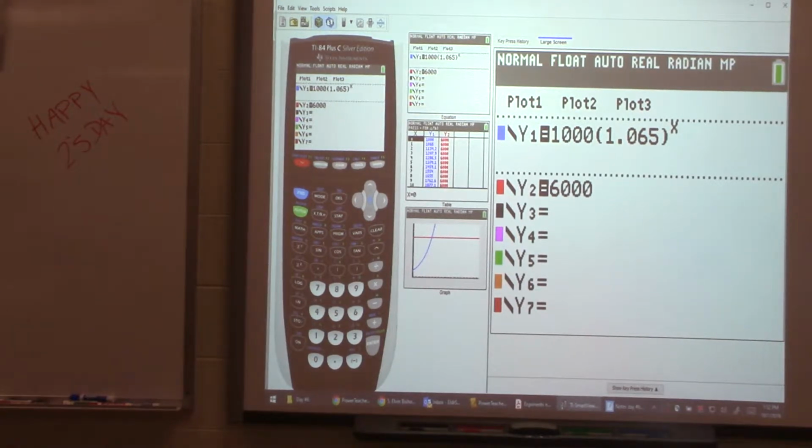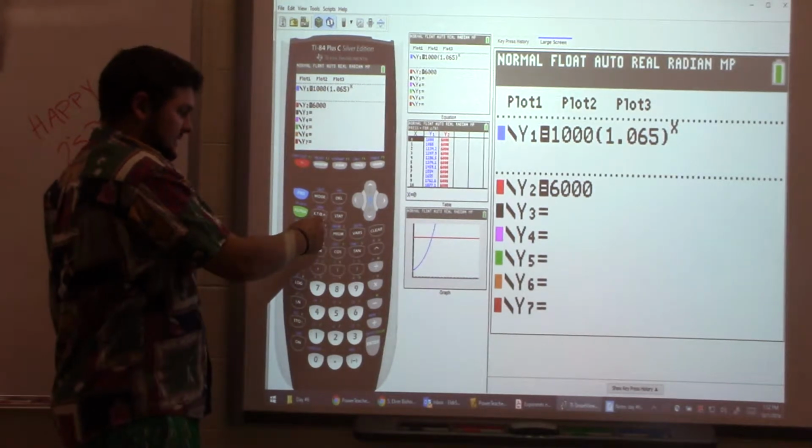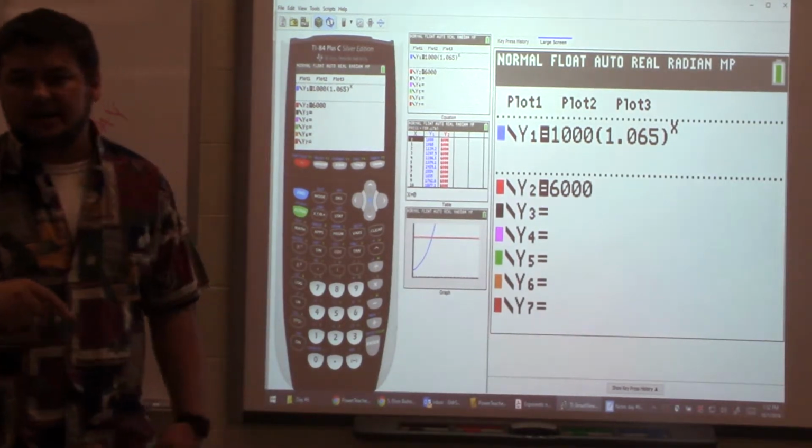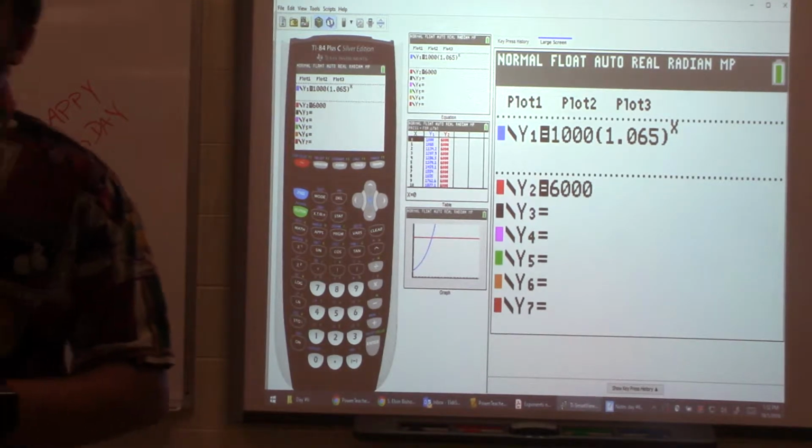Does everyone know where the variable button on the calculator is? It's right next to alpha. It's got X, T, theta, n on it. How'd you type it in there? Right next to alpha.